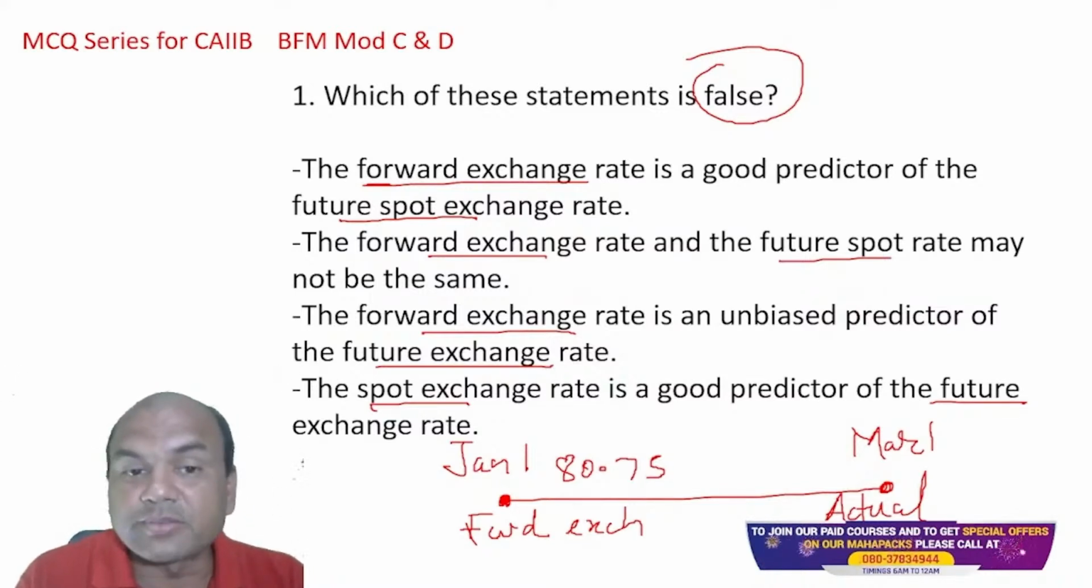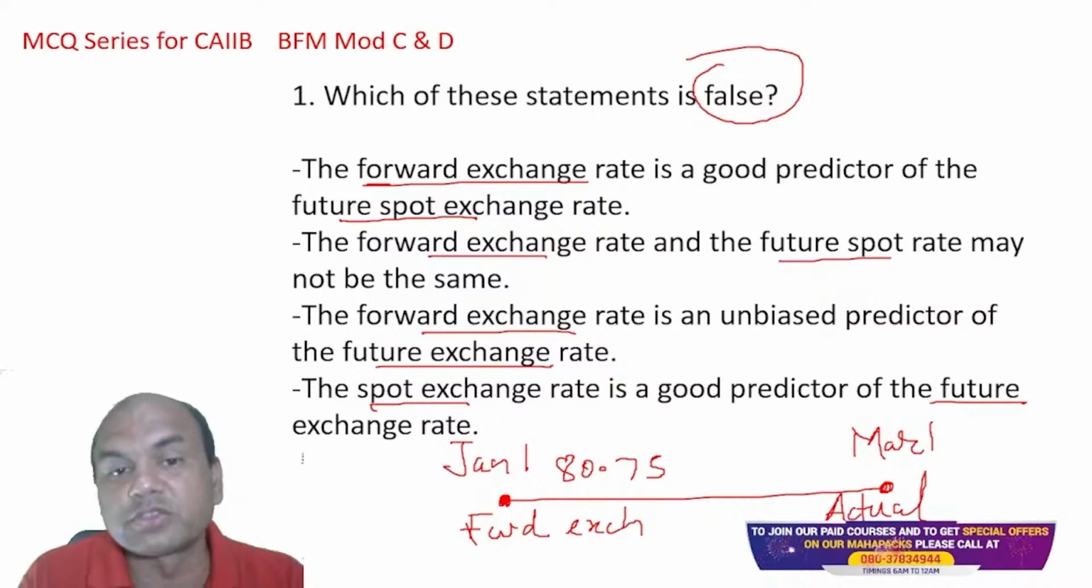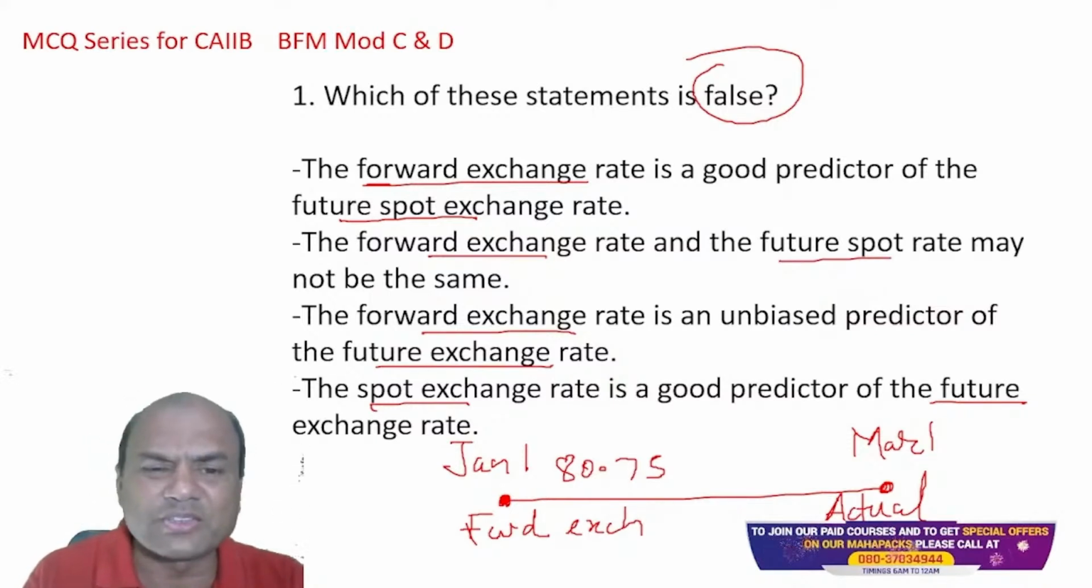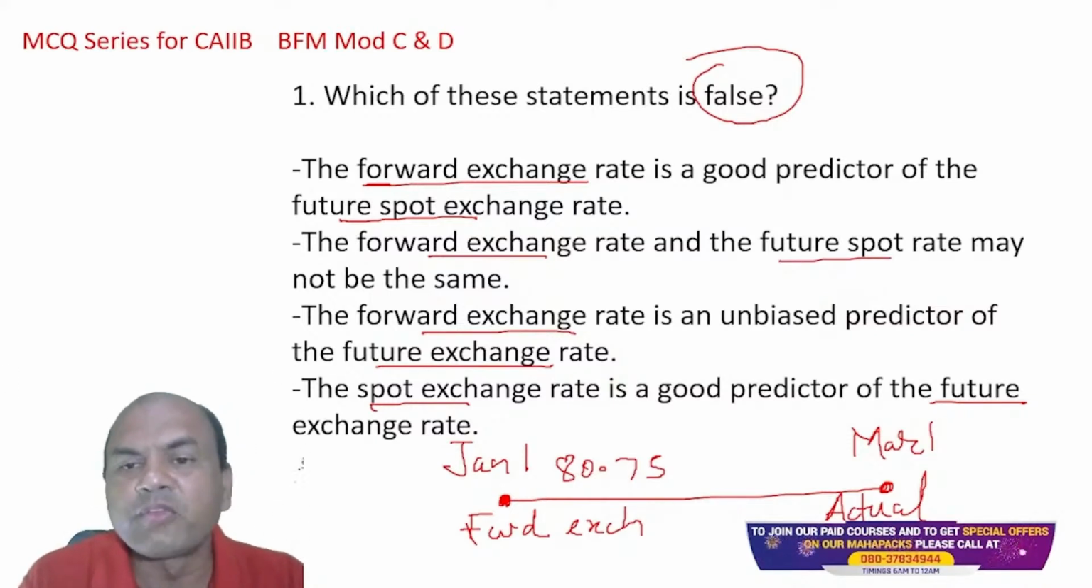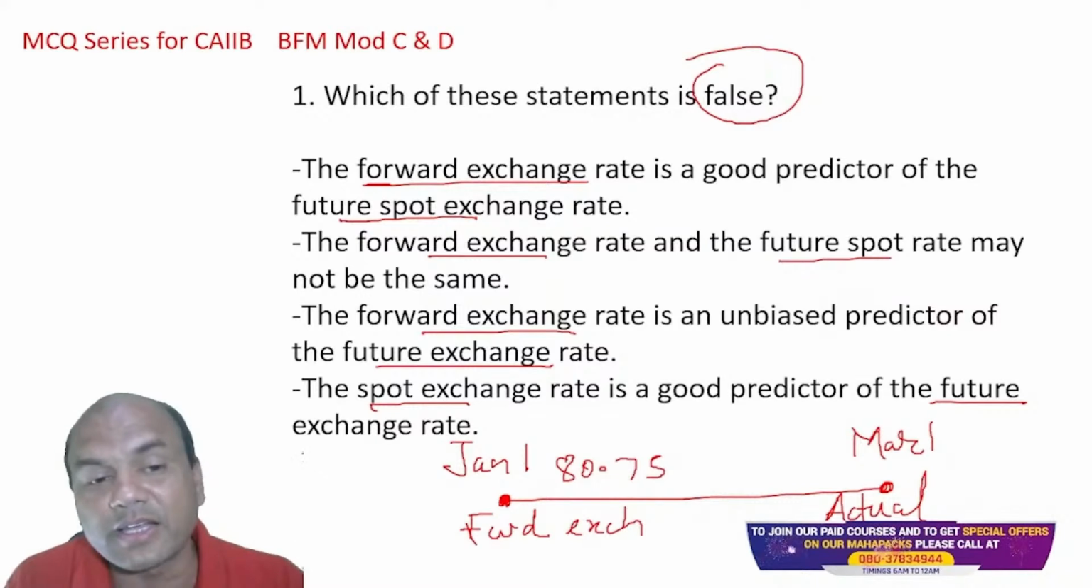So this is known as my actual future spot exchange, and this rate which I book today for the future is known as forward exchange. Now remaining things you can definitely get. Future spot, same thing. Forward exchange, same thing. So which is the false one? Where is the answer? I didn't get the answer.